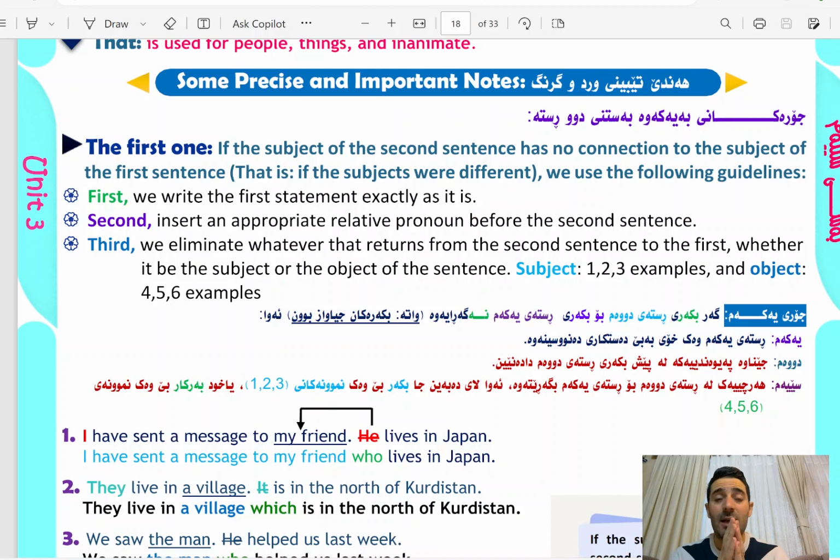So in this case I have to follow these three tips. Okay, number 1, it says we write the first statement exactly as it is.